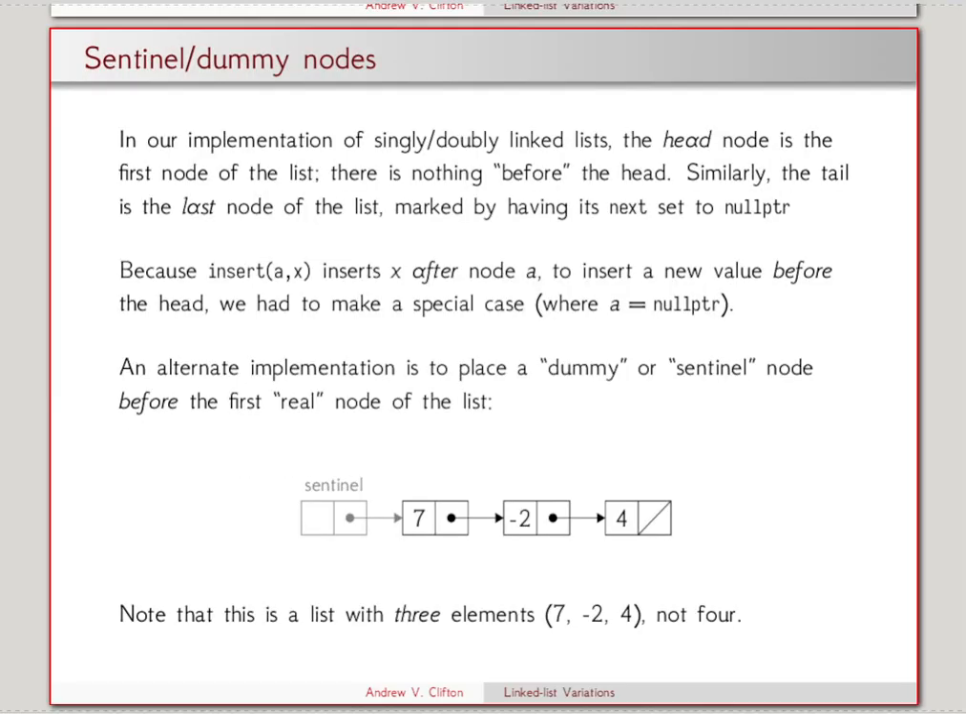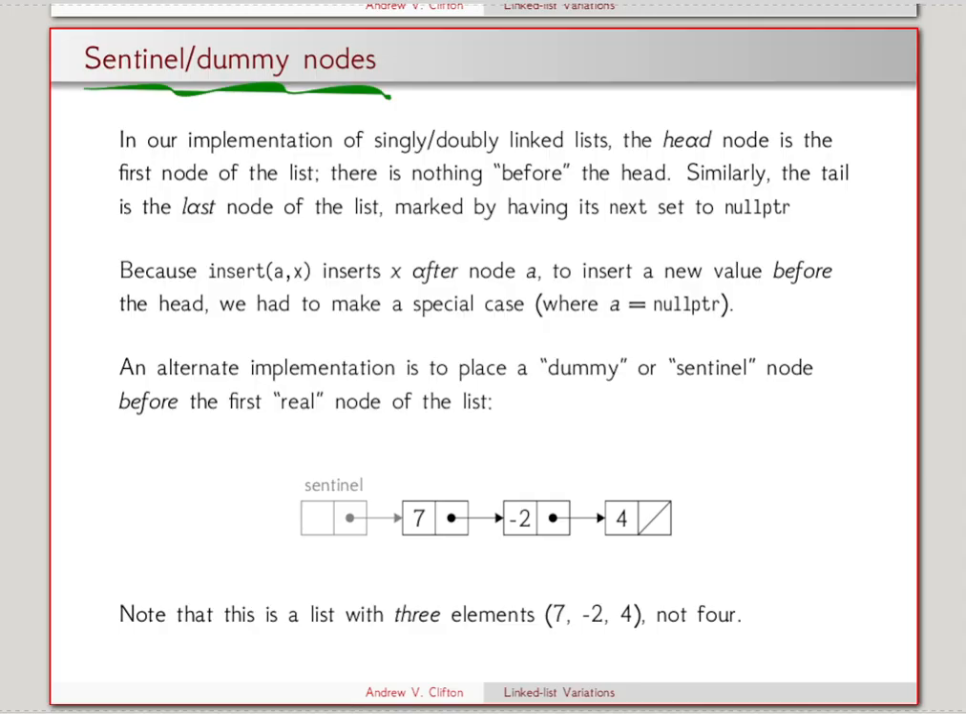All right, so first on our list are sentinel/dummy nodes. Oops, my pen was set for the wrong color. Sentinel/dummy nodes. What is that? What are you drawing?